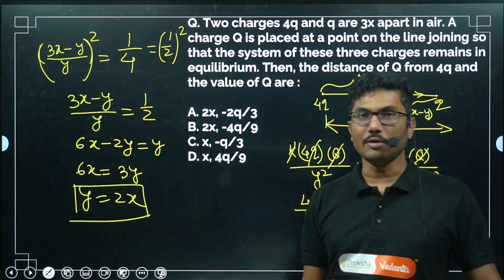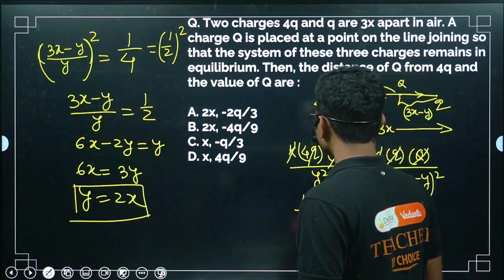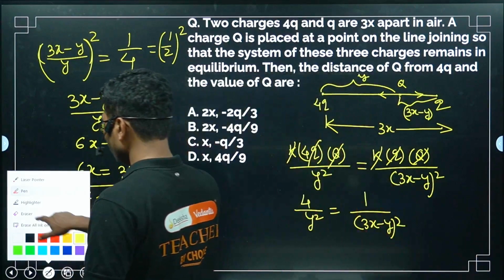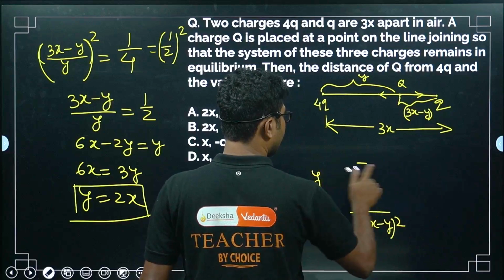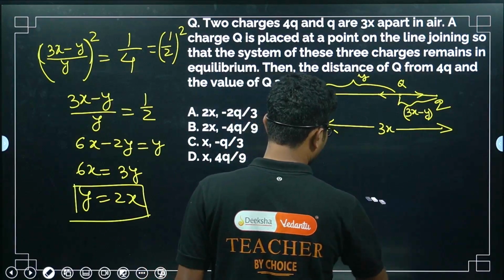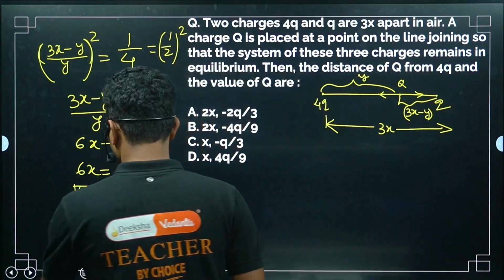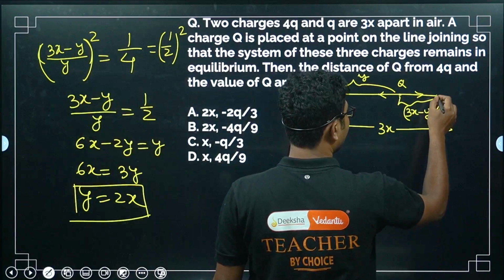Now what do we have to calculate? We have to calculate the value of q. So what will we do? Now we will use our second point of view. You can use any one of the points of view left, that is, either you can use 4q or you can use small q. Let me use the small q one, that appears to be simple.